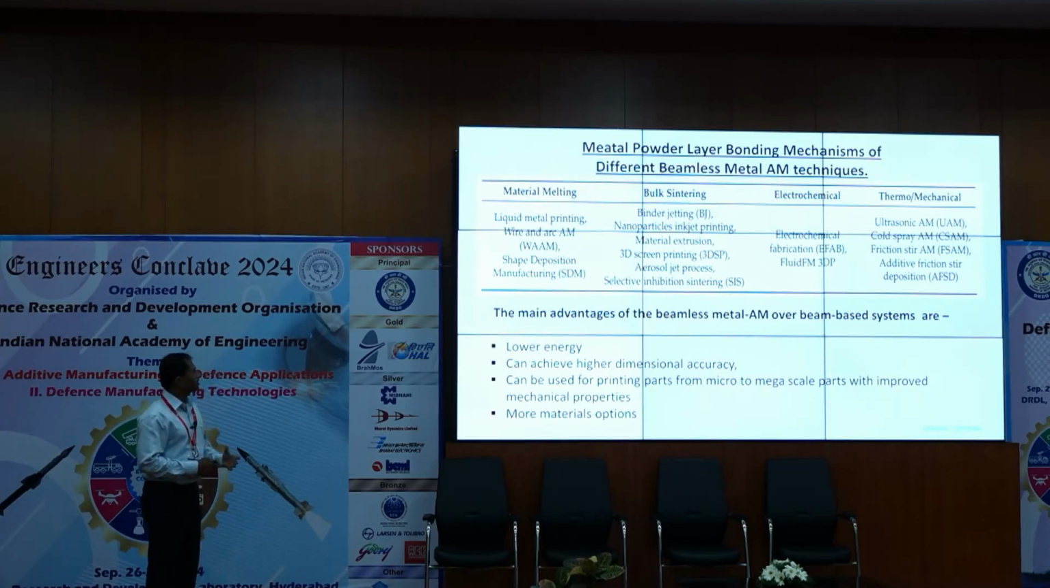So the sinter-based additive manufacturing, like binder jet 3D printing, material extrusion, then 3D screen printing are also being used quite a lot in industry. And the main advantage of these beam-less additive manufacturing processes is low energy consumption. You can achieve much higher dimensional accuracy and can print parts from micro size to mega scale. Like from EFAB, we can go for micro scale, to cold spray, we can go to mega scale. And also you have more material options. So it can be used for many materials like metals, ceramics, or any other material which is available in powder form and can be sintered or processed.